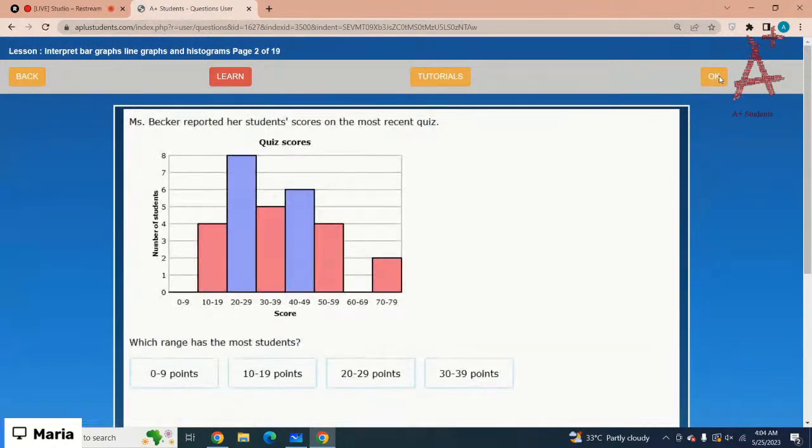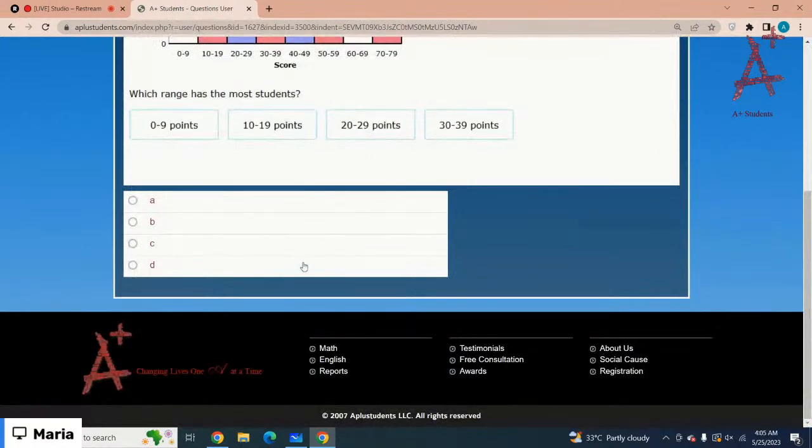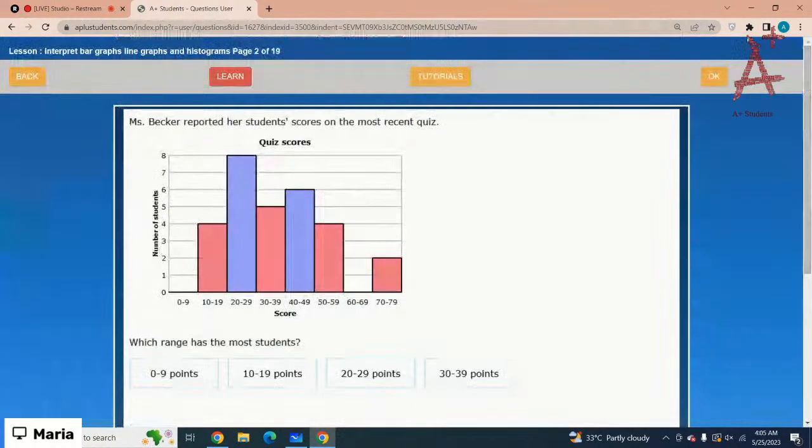Okay, the next one is Miss Becker reported her students' scores on the most recent quiz. Which range had the most students? So, which is the correct option? You have to look at the range where you have most of the students. Just look at the bar that is here. You can see that would be the highest one, and it matches 8. That means you have to look at the range of this line. Got it? It would be here. You have been given the range, that would be 20 to 29. So, the correct option is Option C.